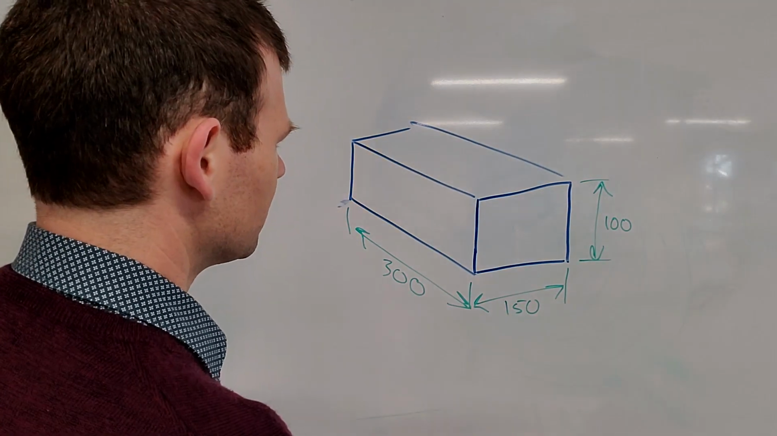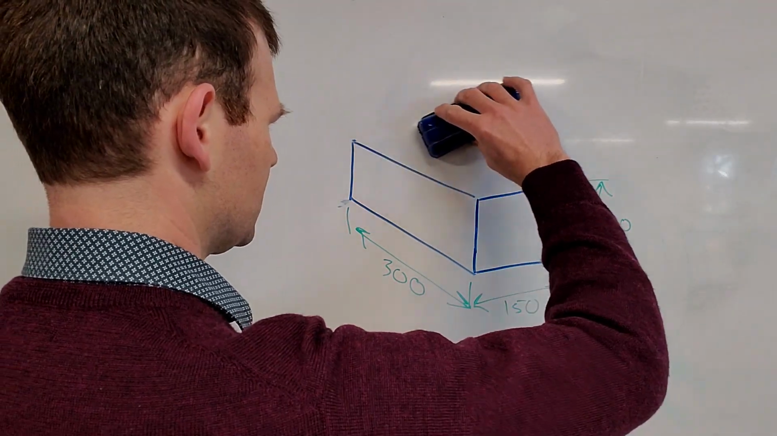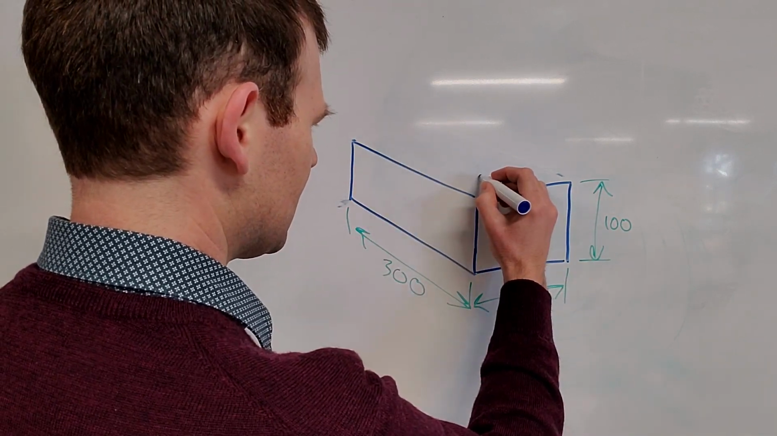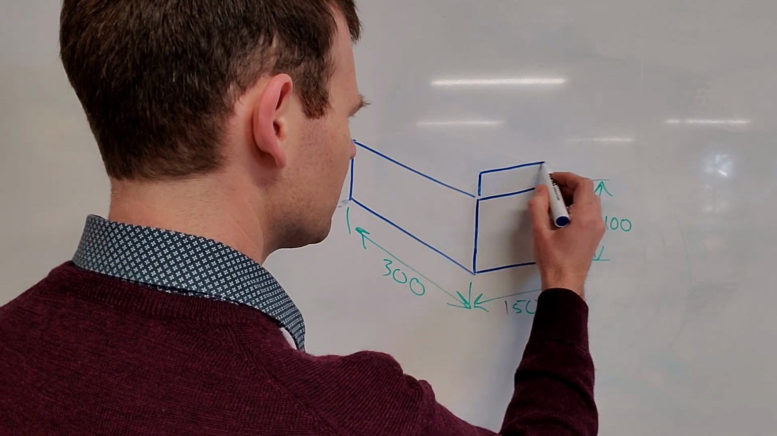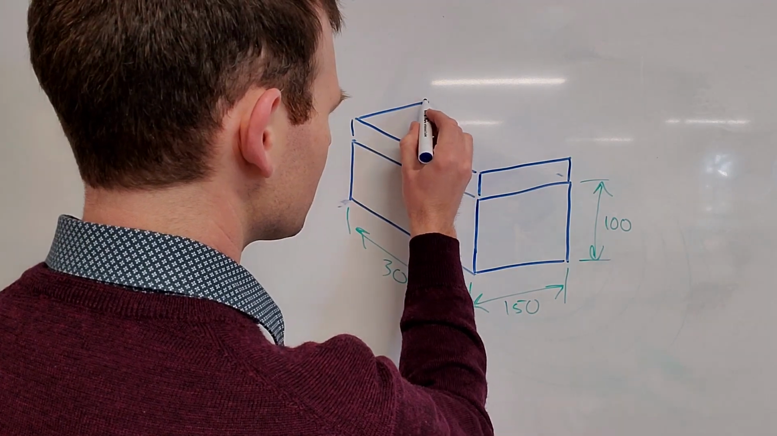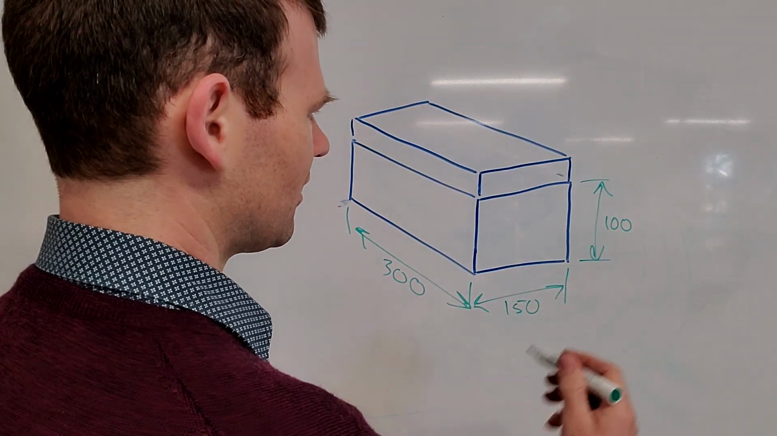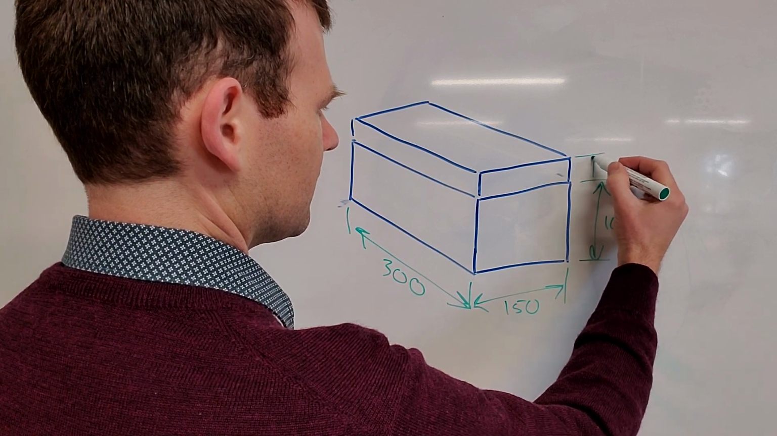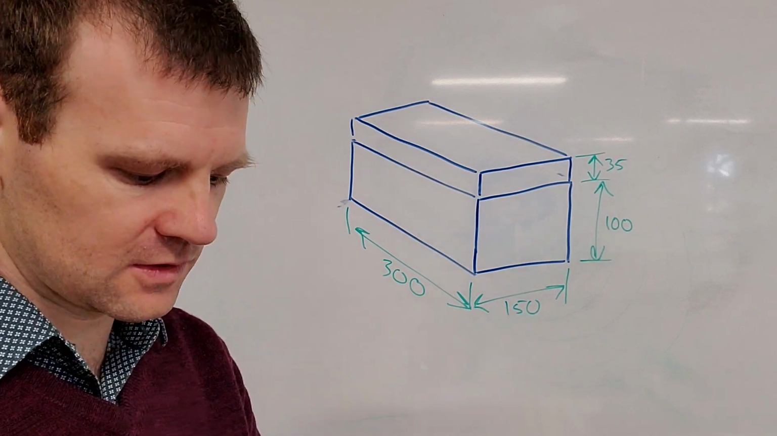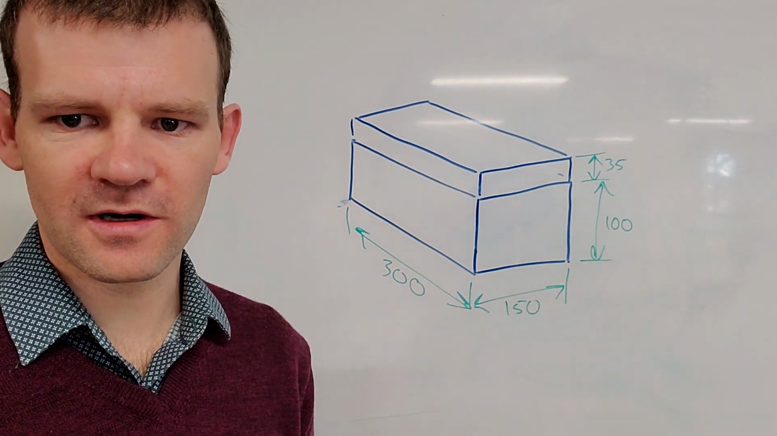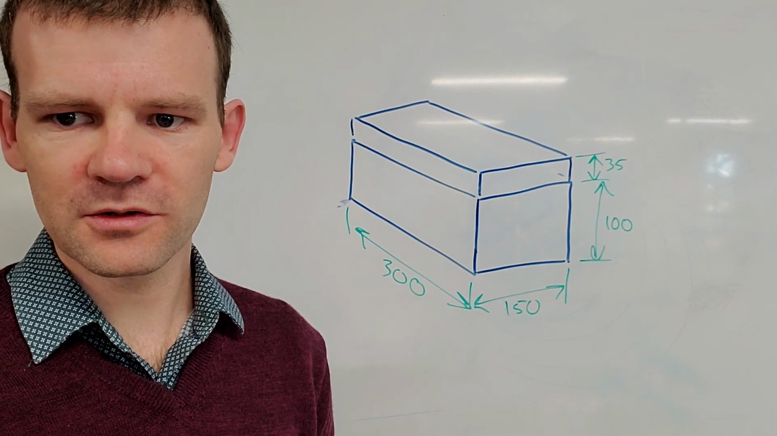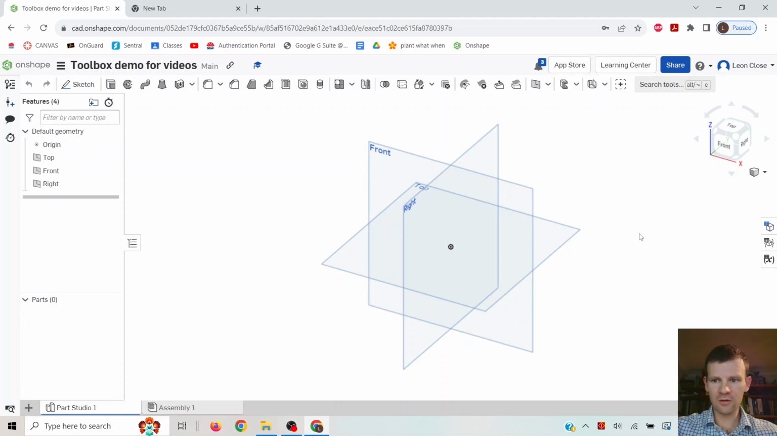One other thing is the box will actually have a lid. So let's sketch that in. The lid will be the same length and width as the box, like that. And it will have a height of, let's say, 35 millimeters. All right, so do a quick sketch of that on a bit of paper or just take a screenshot so you know what the sizes are and what the box is going to look like when we are in Onshape.